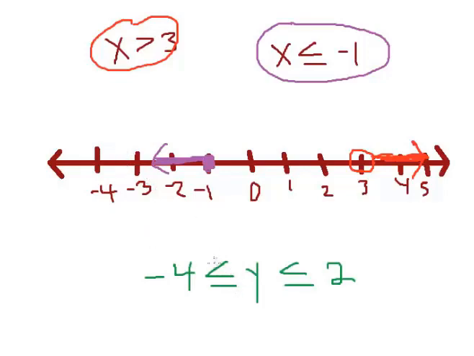Well, y is greater than or equal to -4. So I'm going to put a circle by the -4, and I'm going to fill it in because it's greater than or equal to. The other side is 2. And I'm also going to fill that in because that's also greater than or equal to. And the number's got to be somewhere in between. So I'm going to use this green line.